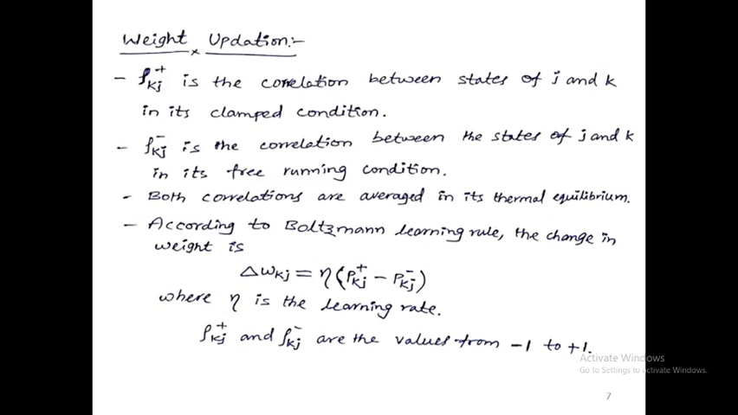Here eta is the learning rate parameter, and rho kj plus and rho kj minus are values which will vary from -1 to +1. So here we have taken those limits of the connection link weights as per this Boltzmann learning rule. Rho kj plus and rho kj minus vary between these two values. You may get some values, those need to be averaged, and used in the calculation of the change in weight del wkj.